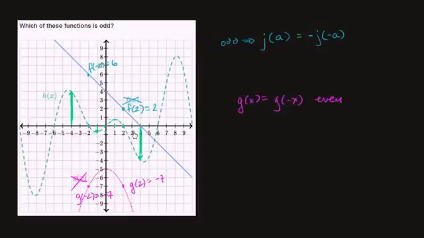But the easiest way to test it is just to do what we did. Look at a given x. So for example, when x is equal to 8, h of 8 looks like this number right around 8. H of negative 8 looks like it's pretty close to negative 8. So they seem to be the negative of each other.